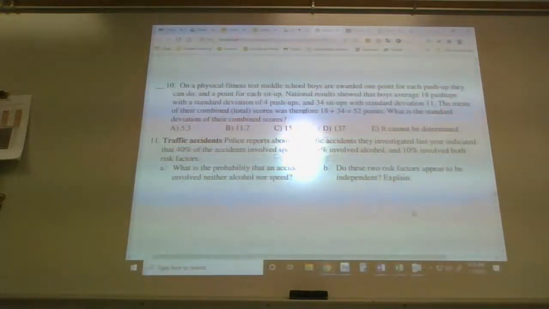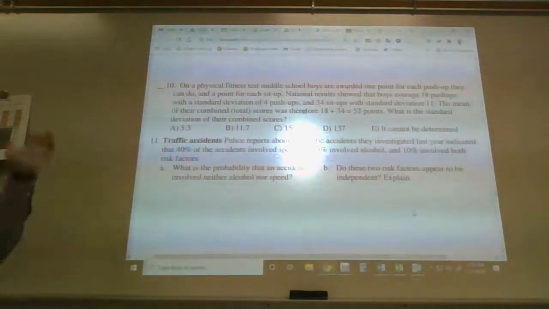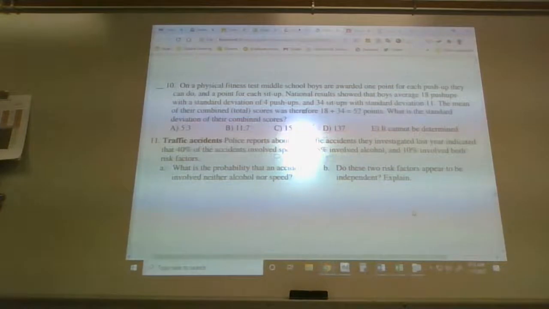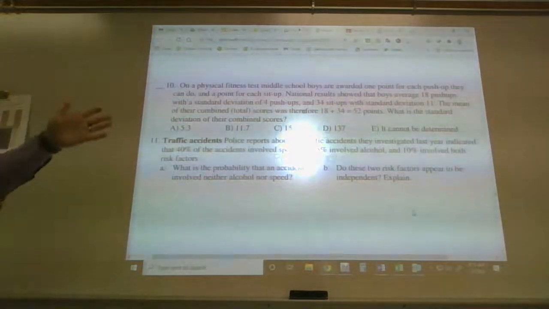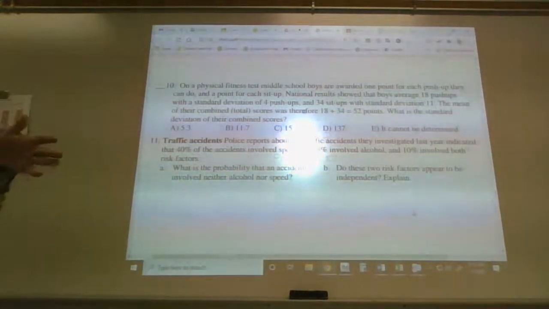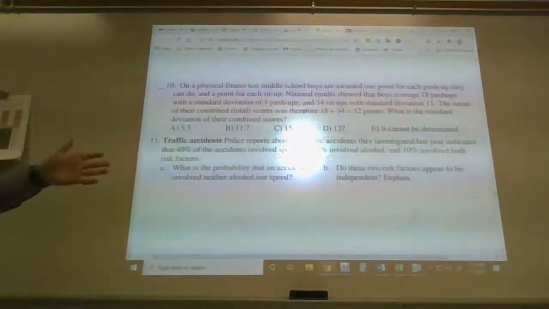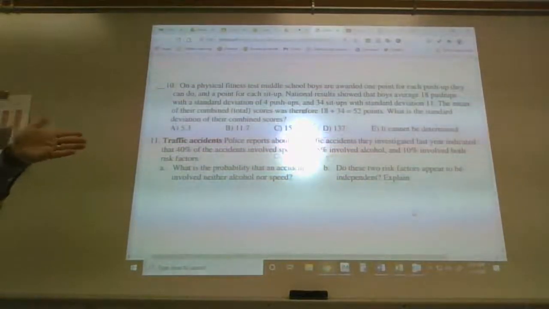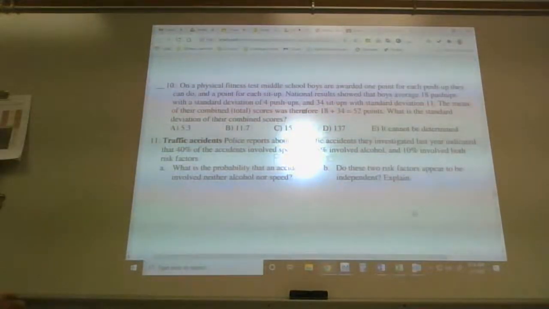I'm going to read this one for those in the chat if they can't see it. On a physical fitness test, middle school boys are awarded 1 point for each push-up they can do and a point for each sit-up. The national results showed that boys average 18 push-ups, standard deviation of 4, and 34 sit-ups with standard deviation of 11. The mean of their combined totals would be 18 plus 34, which is 52. What is the standard deviation of their combined scores?